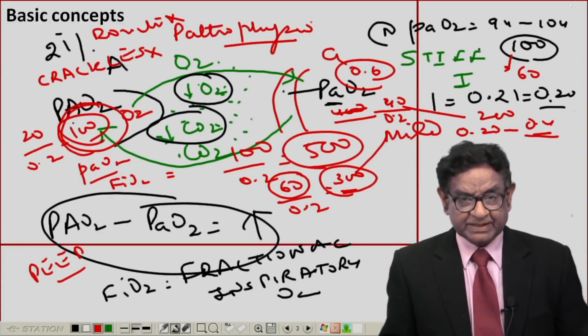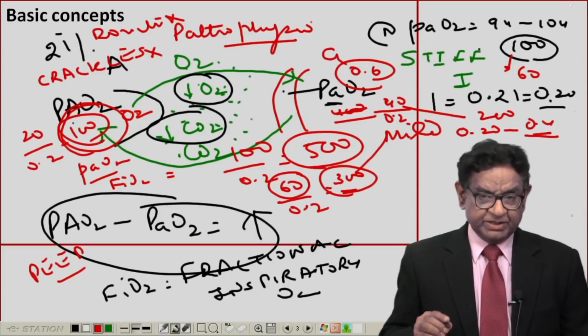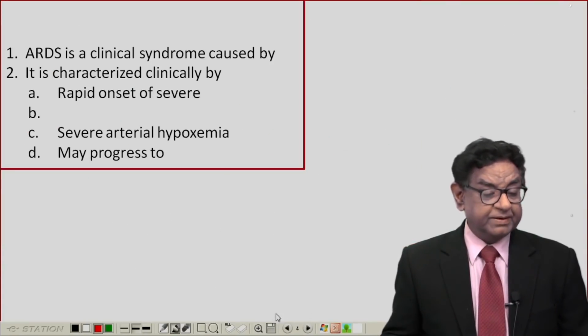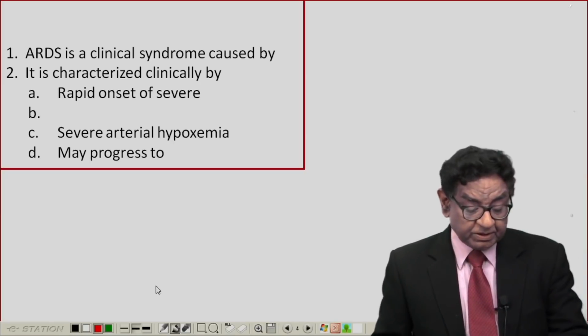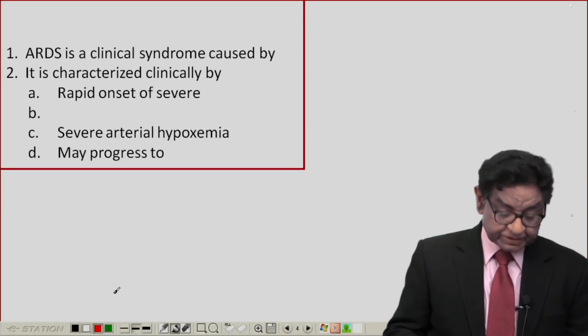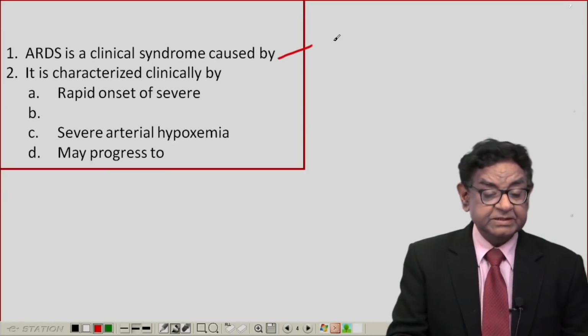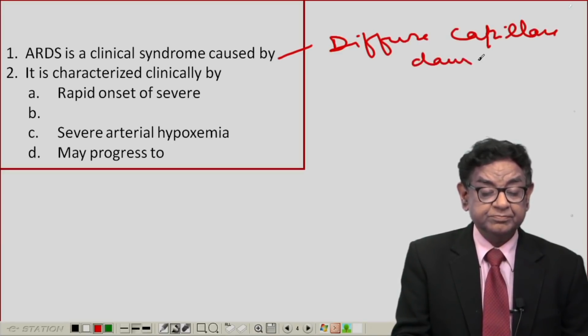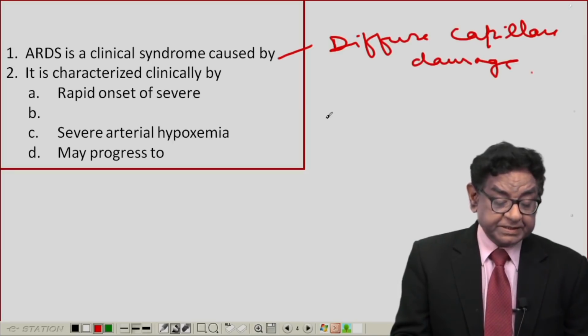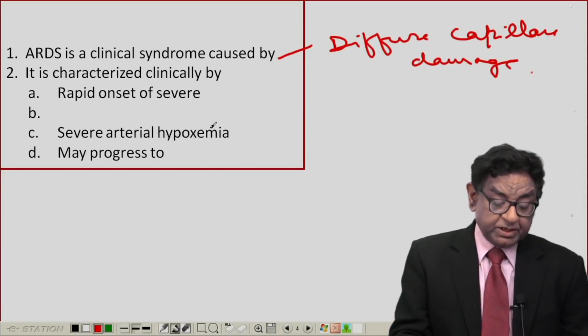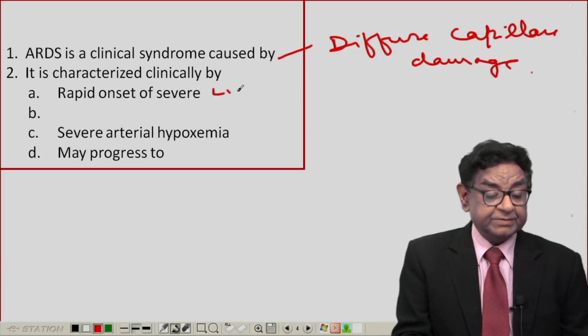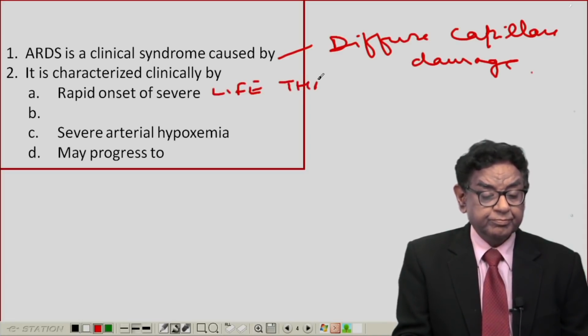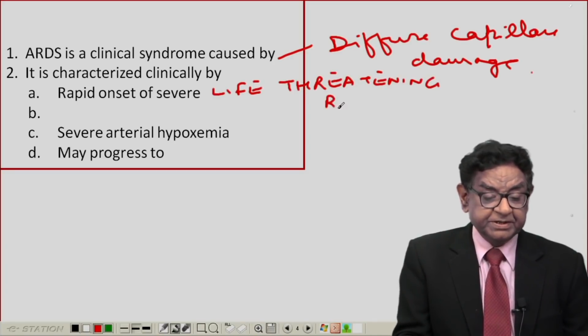Now I hope you understood the basic concept about ARDS. With this background, now we come to the main topic. It's a clinical syndrome, not a single disease, caused by diffuse alveolar damage, as I discussed, capillary damage, and it is characterized by rapid onset of life-threatening respiratory distress.